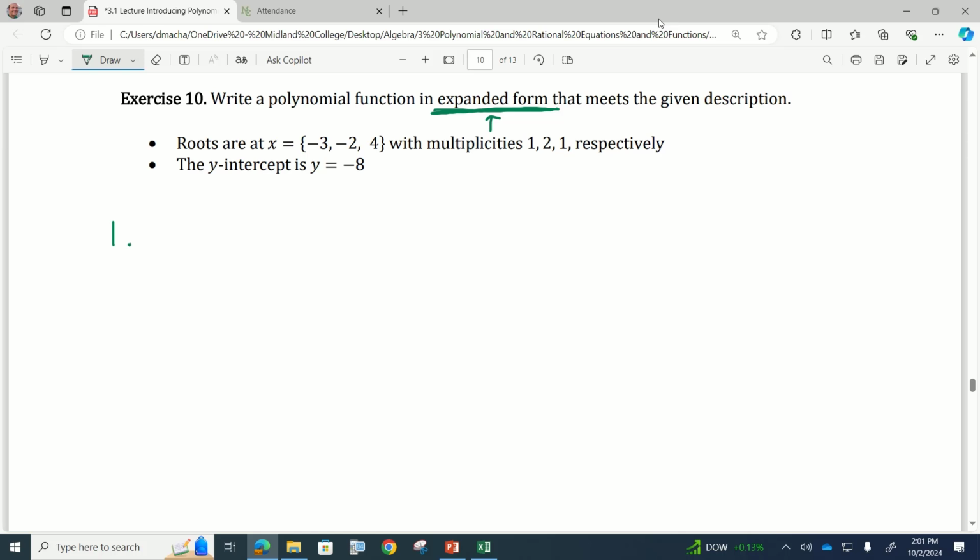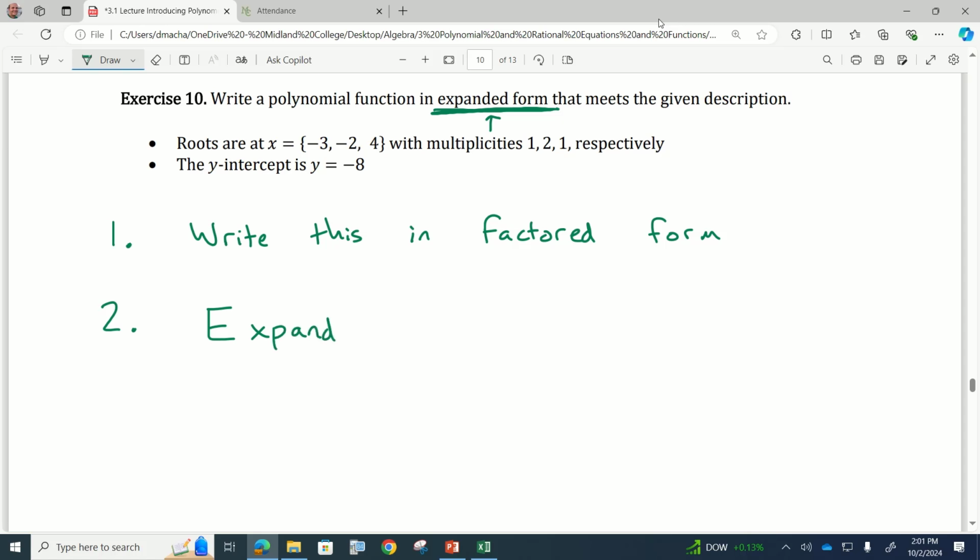So step number 1, we are not going to try to go directly into the expanded form. That would be just about impossible. But step number 1 is to first write this in factored form, just like I showed you in the previous example. And so if you go back and rewatch the previous example, you know exactly how to do that. And then step number 2, we're going to take whatever we got from step number 1 and expand that.